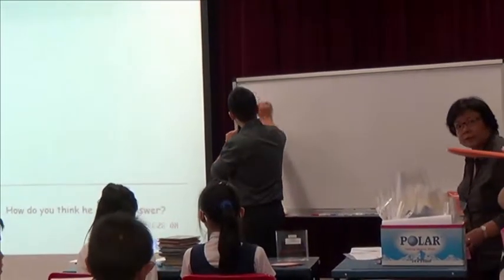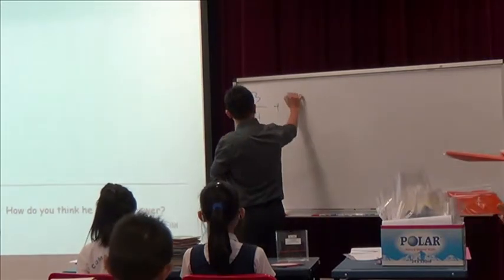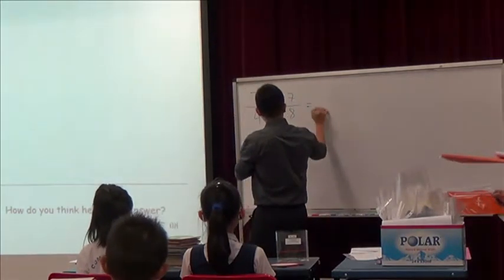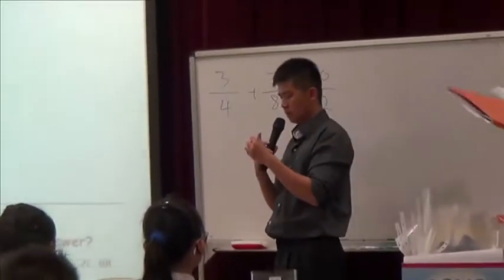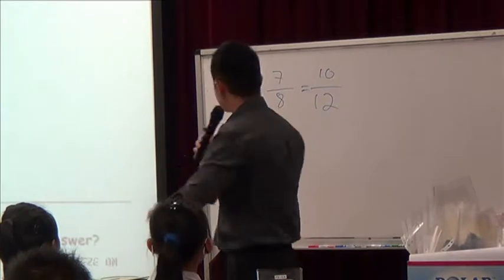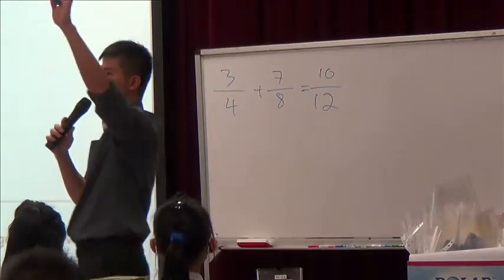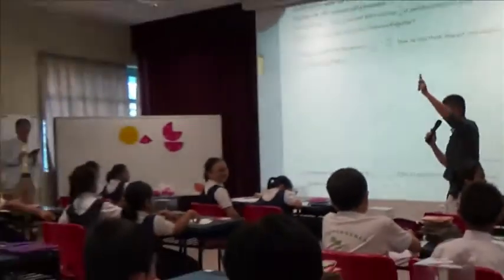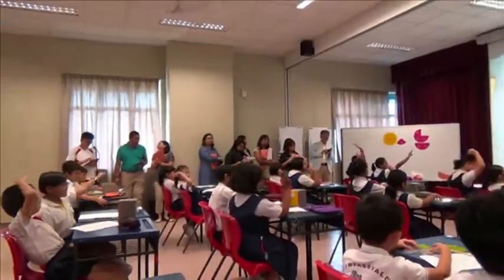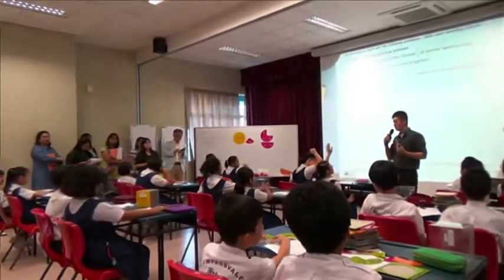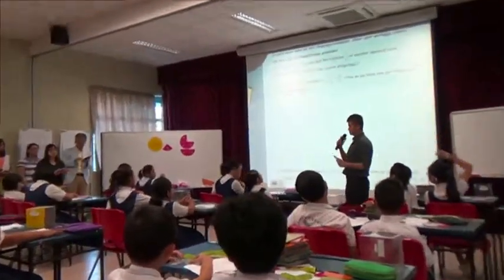I have 3/4 plus 7/8 equals to 10/12. Now, how many of you say that this is correct? Raise your hand. How many of you say it's wrong? Wow, everybody says it's wrong. Okay, my next question is why? Why is it wrong? Who can tell me why? Yes, Jasmine.